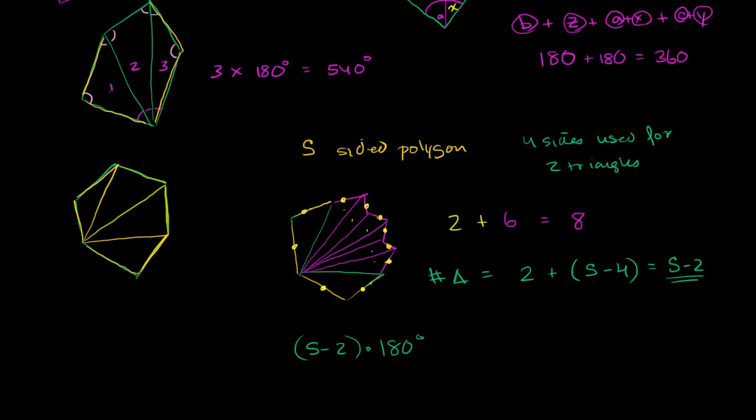So if someone told you that they had a 102-sided polygon, so S is equal to 102 sides, you can say, okay, the sum of the interior angles is going to be 102 minus 2, so it's going to be 100 times 180 degrees, which is equal to 180 with 2 more zeros behind it. So it would be 18,000 degrees for the interior angles of a 102-sided polygon.